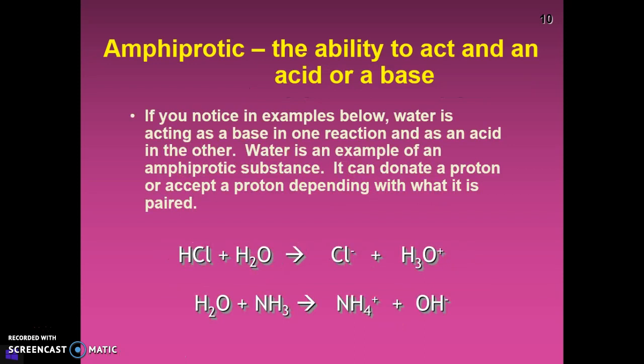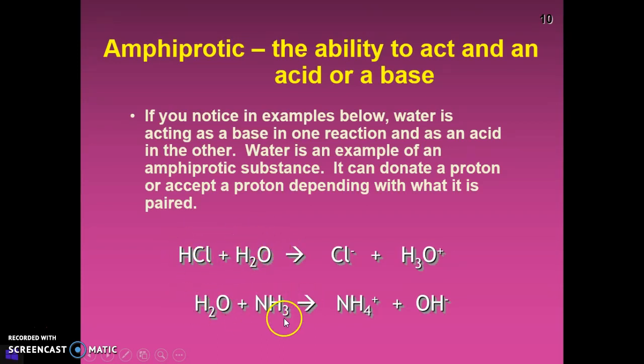You can also have molecules that are amphiprotic, which means that they can act both as an acid or a base. Notice in the examples below that water is doing both things. In this first reaction, water is acting as a base. It's going to accept the H+ from HCl. So it's acting as the base here.